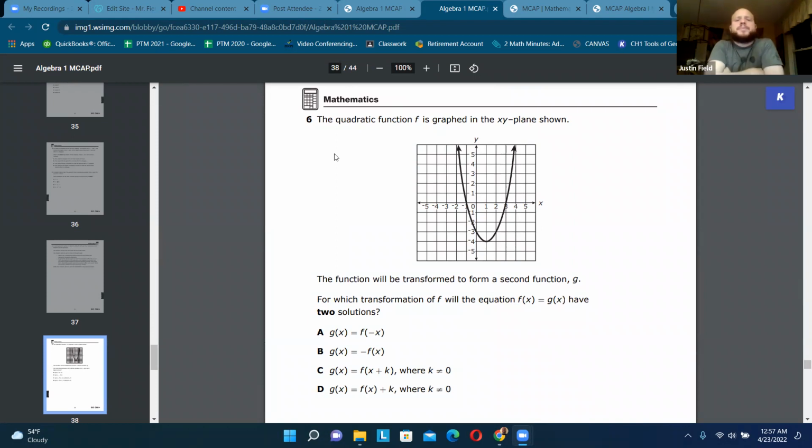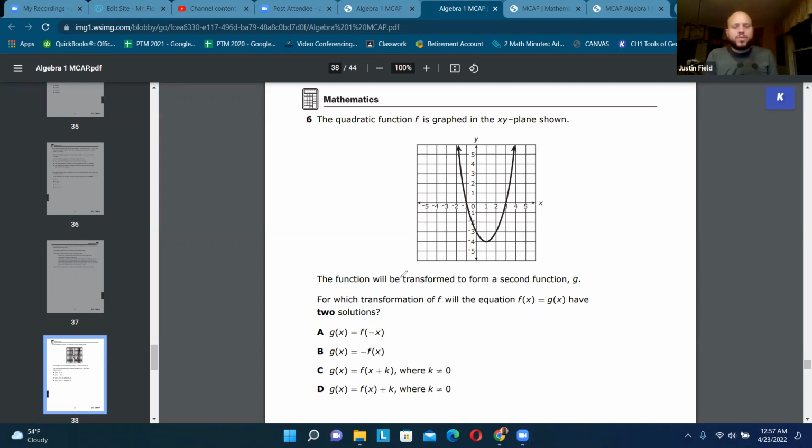All right. The quadratic function f is graphed in the xy-plane. The function will be transformed to form a second function g. For which transformation of f will the equation f of x equals g of x have 2 solutions? All right, so what are we doing to transform it? I see some different options.